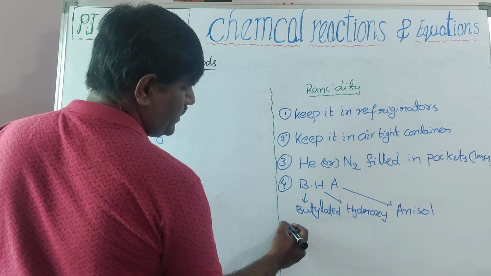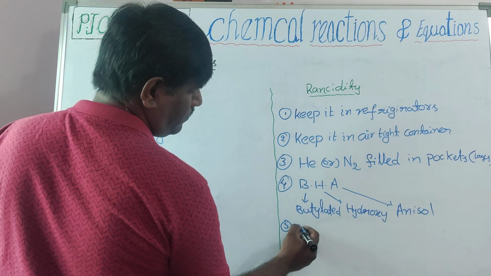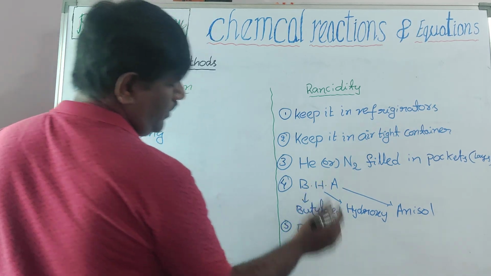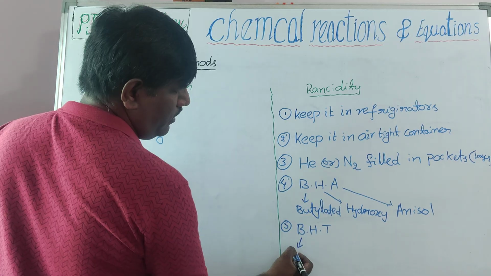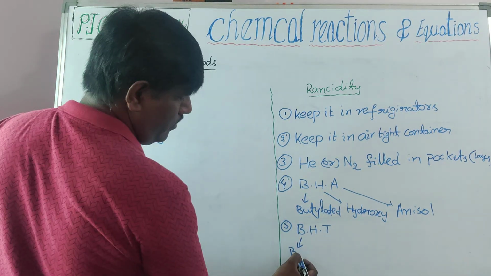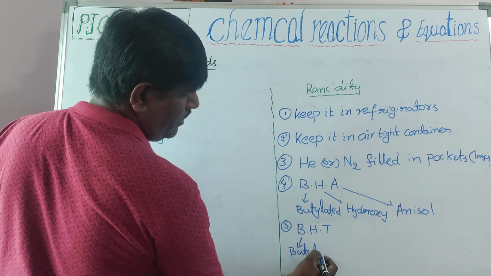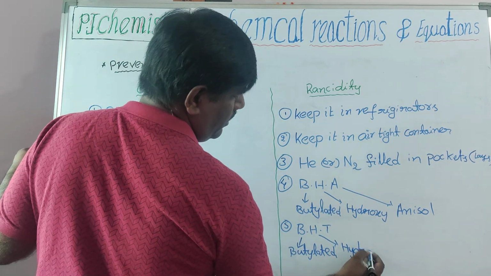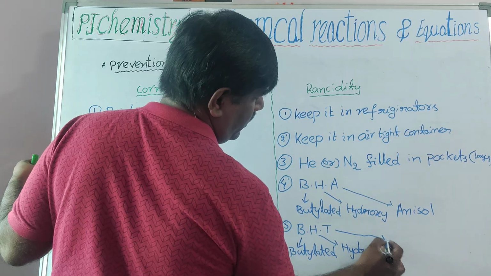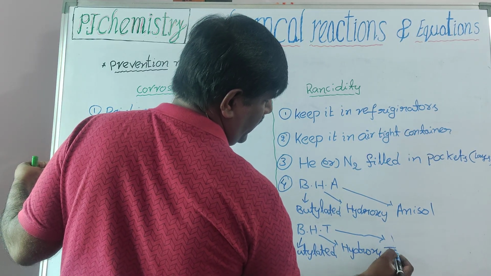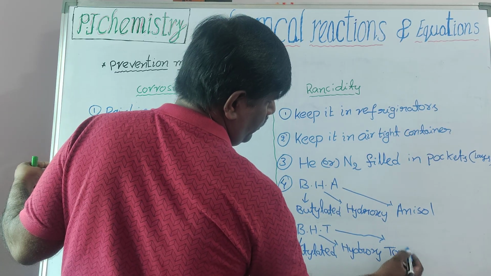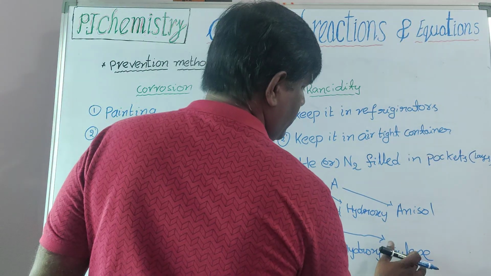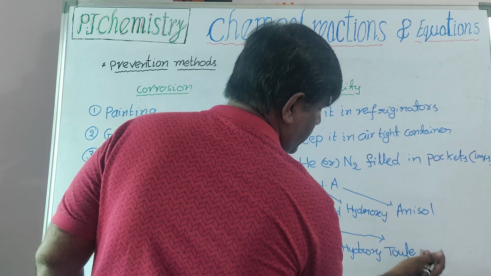Next, one more, BHT. Same abbreviation: B for butylated, H for hydroxy, T for toluene. Butylated hydroxy toluene.